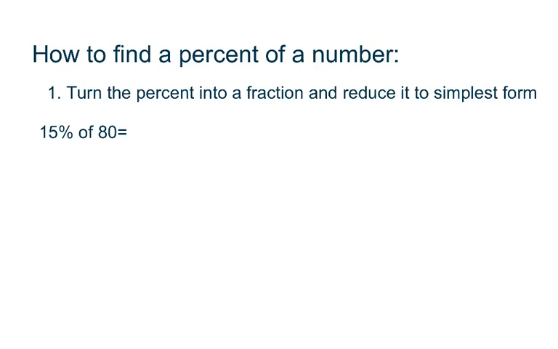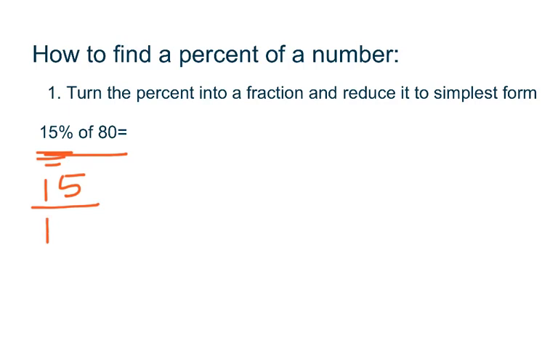Let's talk about how to find a percent. How do you find a percent of a number? Well, one method is you're going to turn the percent into a fraction and then reduce that fraction to the simplest form. So if I take 15% of 80, I'm going to turn 15% into a fraction.